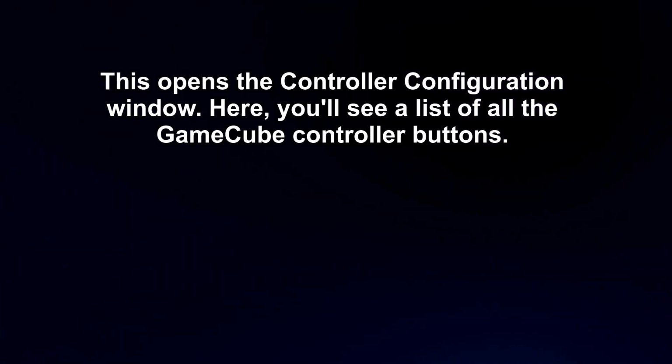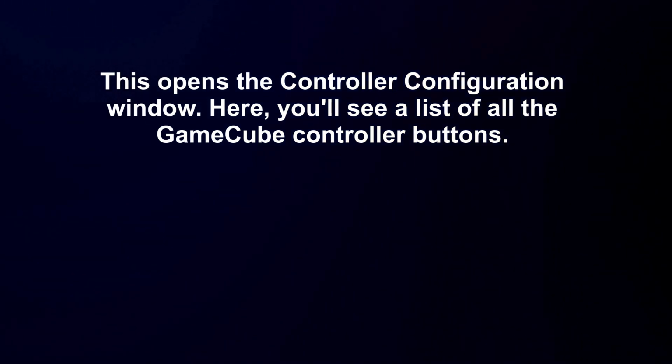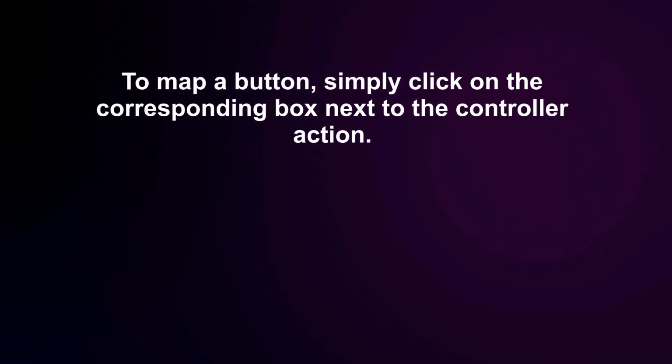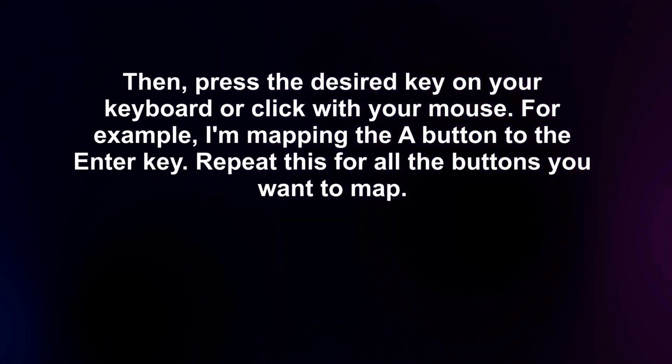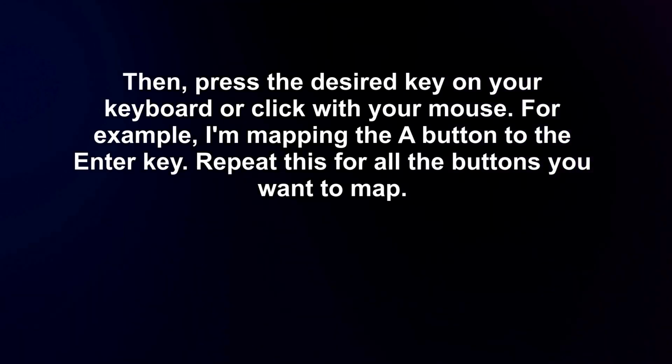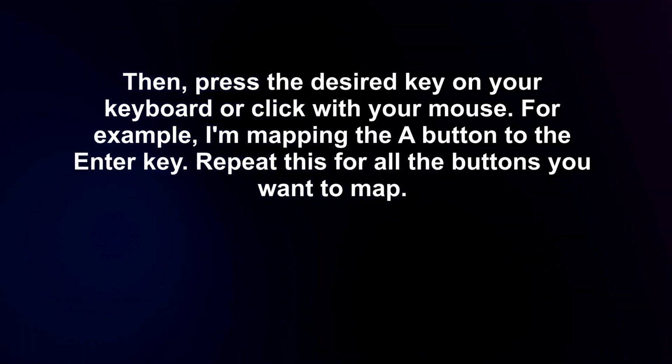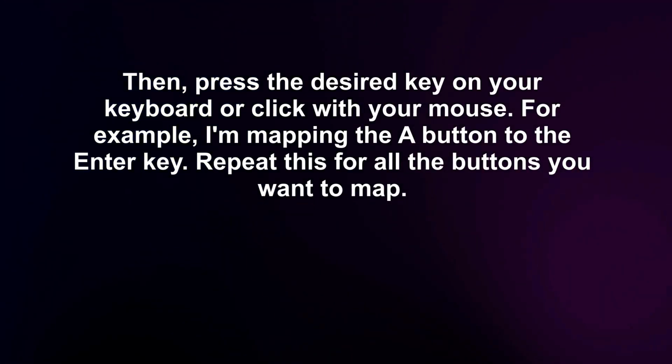Here, you'll see a list of all the GameCube controller buttons. To map a button, simply click on the corresponding box next to the controller action. Then, press the desired key on your keyboard or click with your mouse. For example, I'm mapping the A button to the Enter key. Repeat this for all the buttons you want to map.